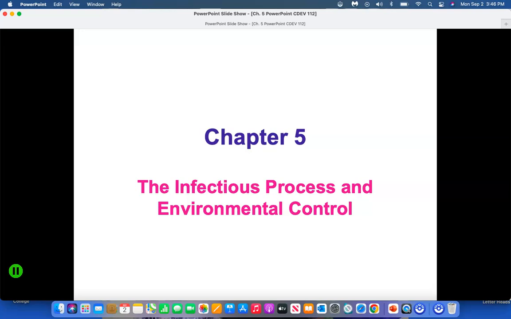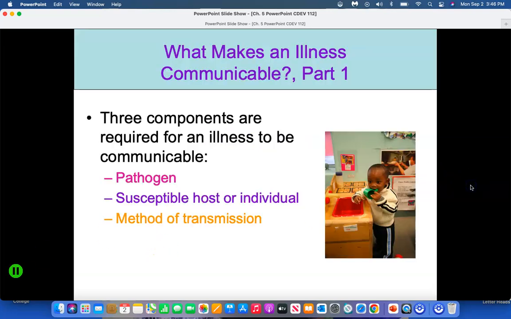Hi, we're going to look at Chapter 5, the infectious process and environmental control. So let's take a look at what makes an illness communicable.